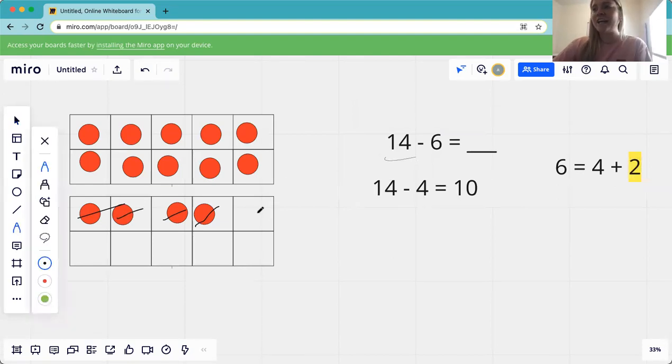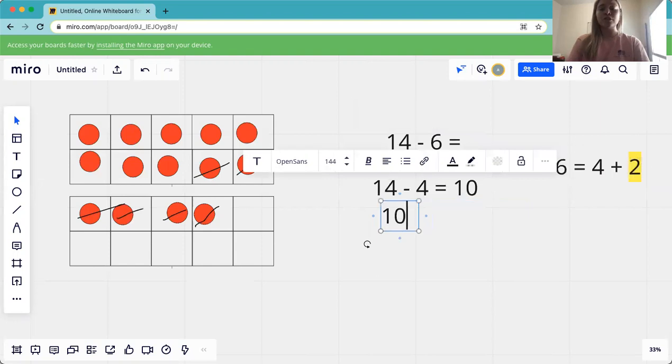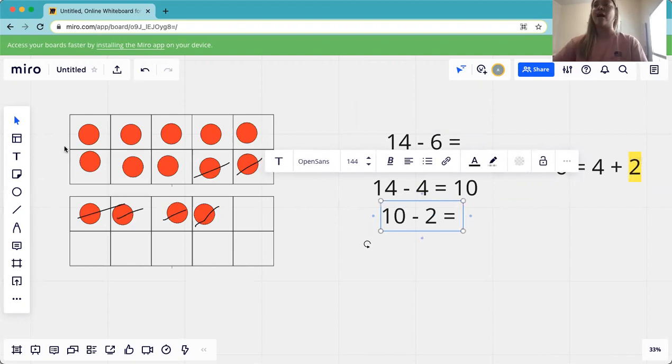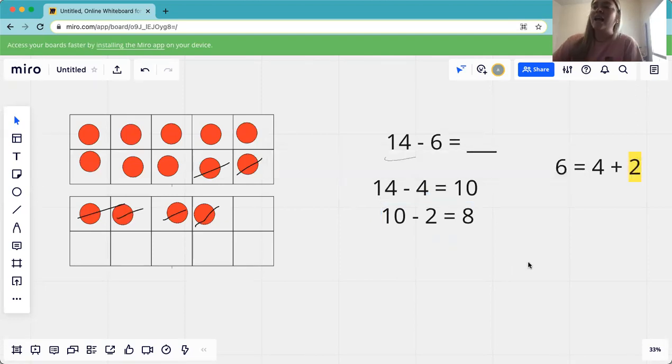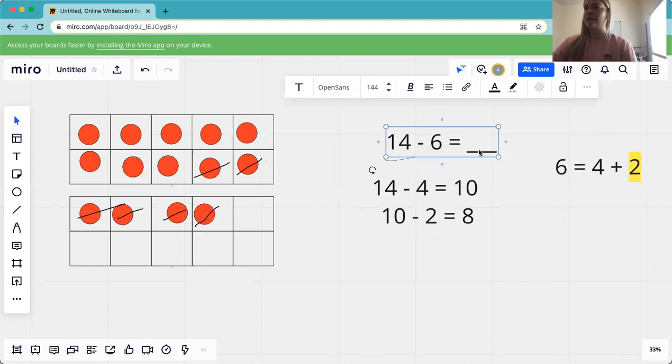So just checking, I need to get rid of 6. So 4 and 2 of them up here. So I get rid of 2 from my 10. So 10 minus 2 equals my, let's count, 5, 6, 7, 8. 8. So 10 minus 2 equals 8, which is going to be the same as 14 minus 6 equals 8.